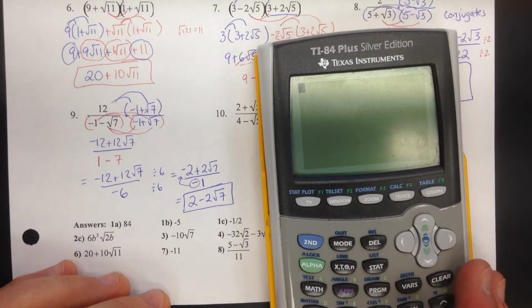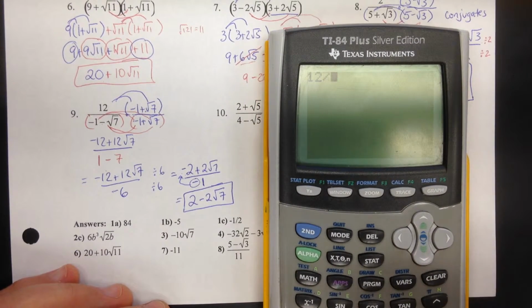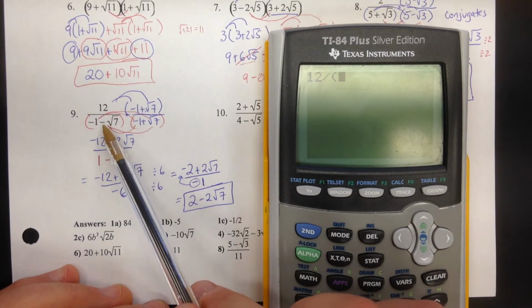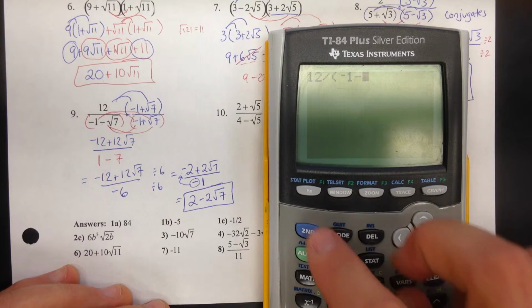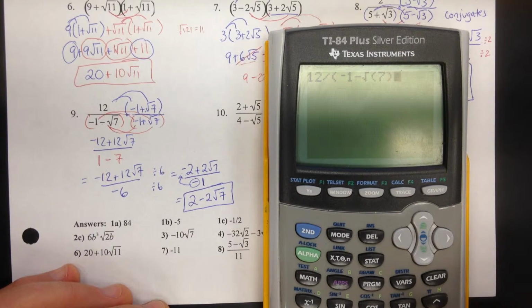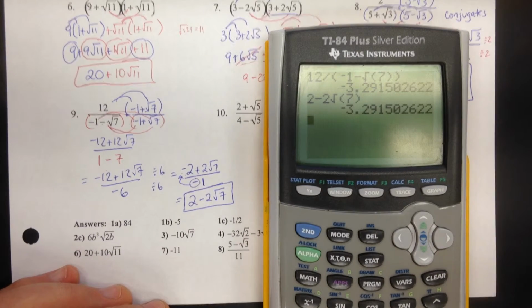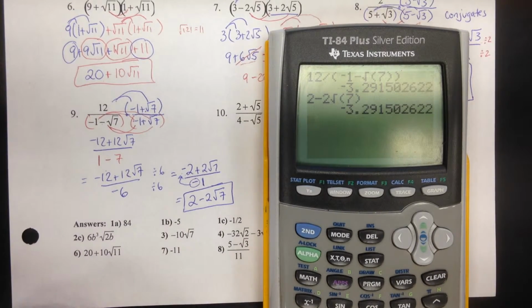Just to check it if you don't believe me. 12 divided by parentheses, the original problem, negative 1 minus square root 7, close, close. There's my decimal. Now my answer was 2 minus 2 square root 7. Did I do this correctly? Bam! Look at that.